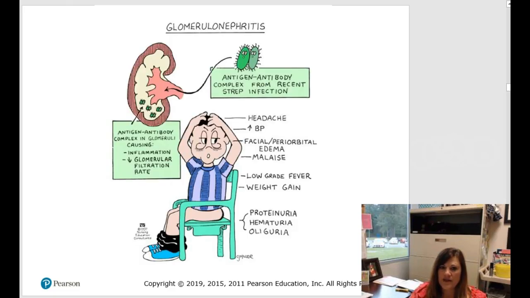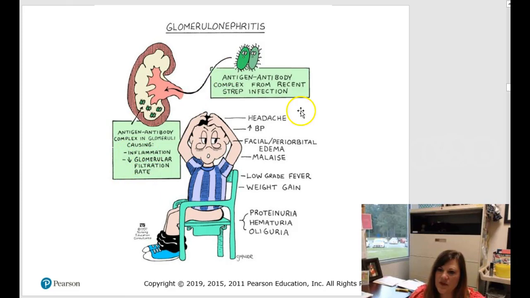So here is a nice little picture of glomerular nephritis, and I have a handout for you to color, to add to your coloring pages. This has a really good explanation. It talks about the antigen-antibody response from a recent infection, right? That's one way. And that causes inflammation, which decreases the GFR.